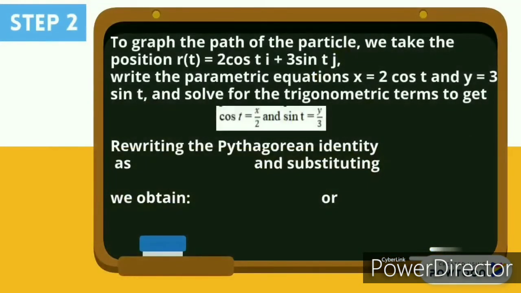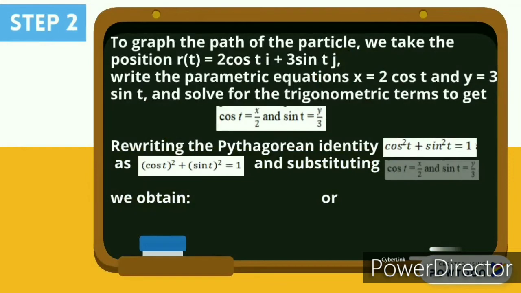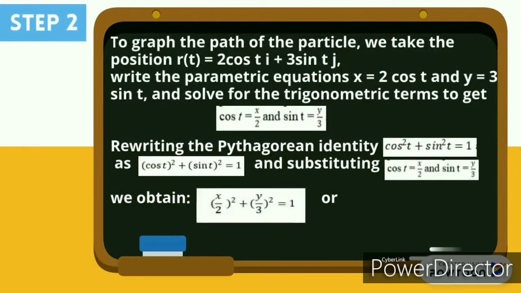To graph the path of the particle, we need to take the position function r(t) equal to 2 cos t i plus 3 sin t j. And then we need to write the parametric equation x equal to 2 cos t and y equal to 3 sin t, and solve for the trigonometric terms to get cos t equal to x over 2 and sin t equal to y over 3. After that, we need to evaluate the Pythagorean identity until we obtain the value of (x over 2) squared plus (y over 3) squared equal to 1.